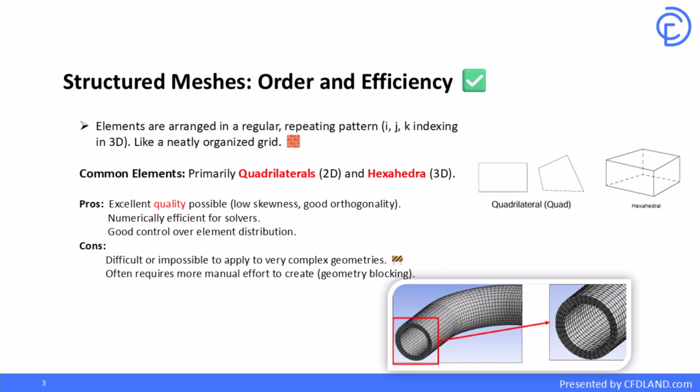But like everything, there are cons. The main challenge is that they can be difficult or sometimes even impossible to apply to very complex geometries. If you have lots of tricky curves and details, forcing a structured grid onto it can be a real headache. And because of that, they often require more manual effort to create. You might need to do something called geometry blocking, which takes a bit more skill and time. But still, when you can use them, structured meshes are pretty awesome.